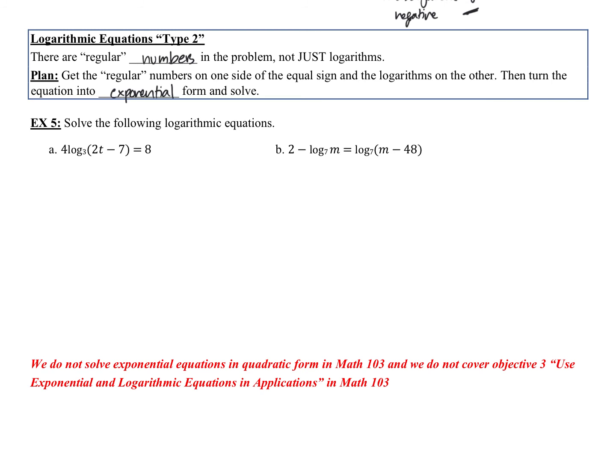Alright, so let's take a look at A. Is this a type 1 or a type 2 logarithm? Well, notice we've got that 8 hanging out by itself, which is just a number. So this is going to be a type 2. How do we solve? Well, we're going to want to turn it into exponential form.